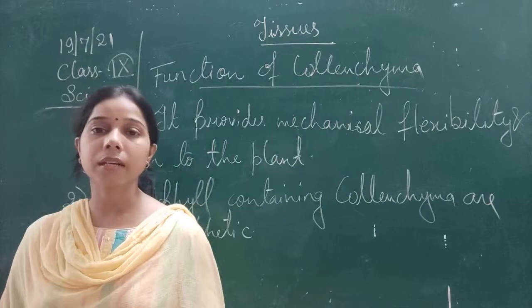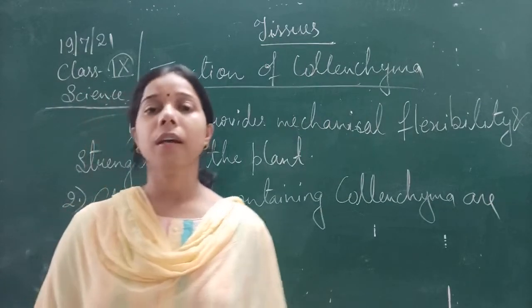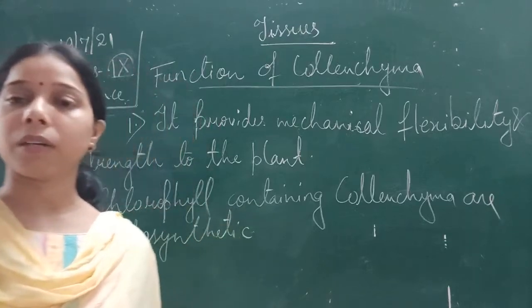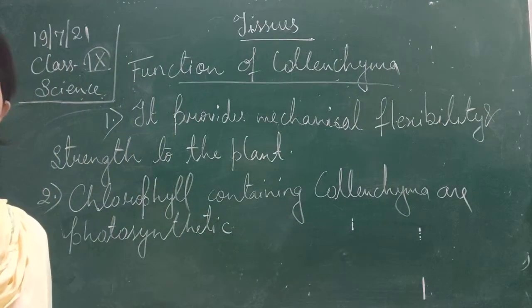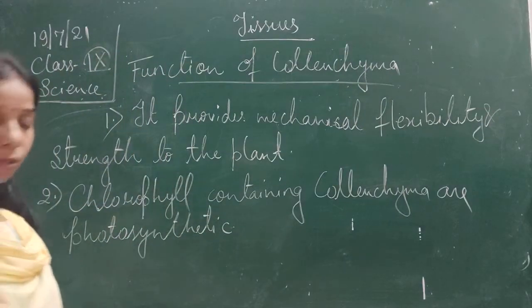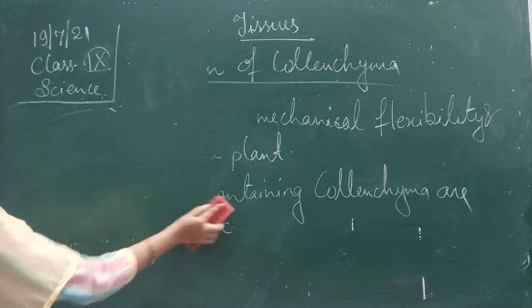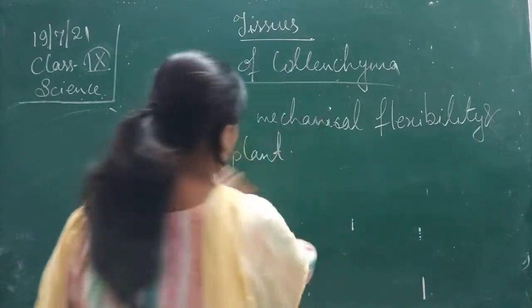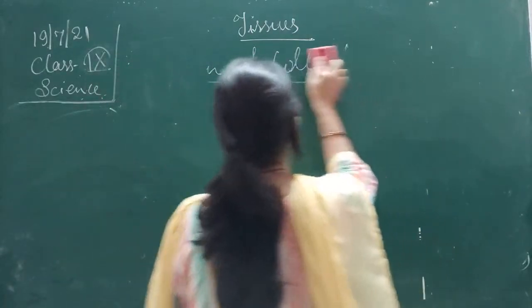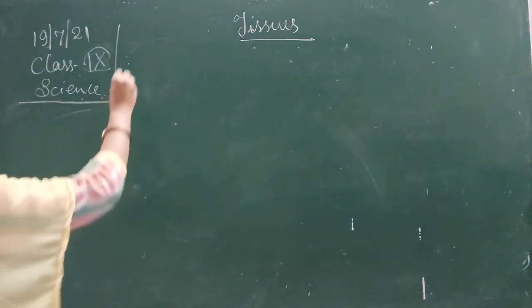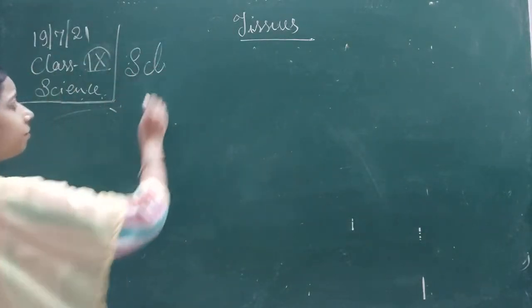So these are some of the functions of the collenchyma. Now let us see what the sclerenchyma is, the last part of the simple permanent tissue, and that is sclerenchyma.